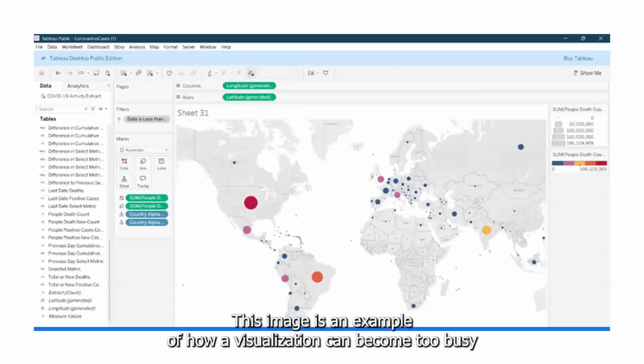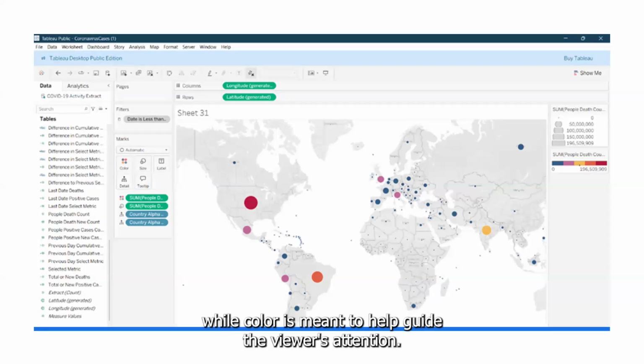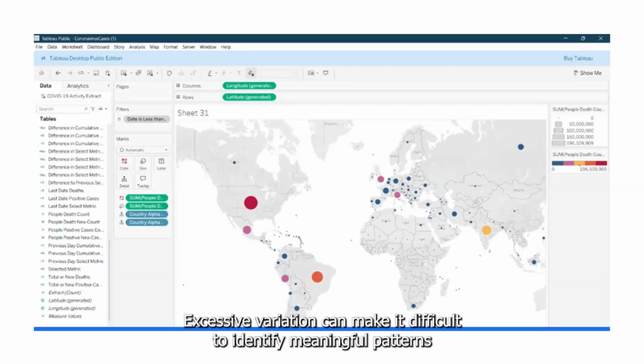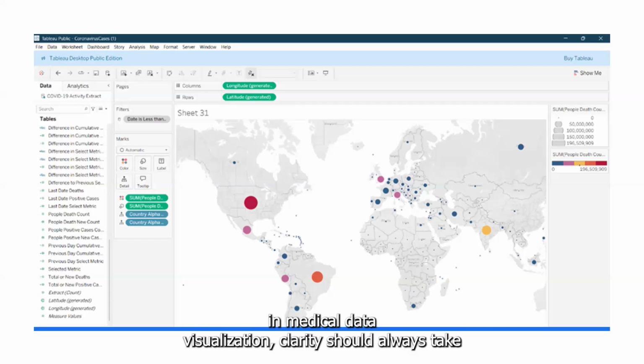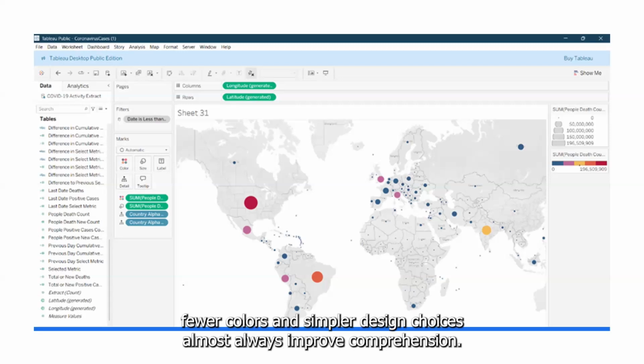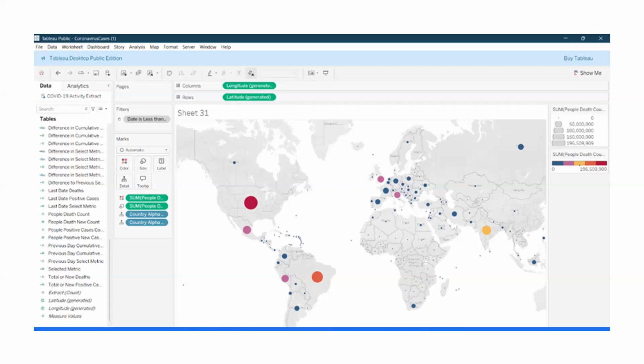This image is an example of how a visualization can become too busy when too many colors are used. While color is meant to help guide the viewer's attention, excessive variation can make it difficult to identify meaningful patterns. In medical data visualization, clarity should always take priority over visual complexity. When in doubt, fewer colors and simpler design choices almost always improve comprehension.